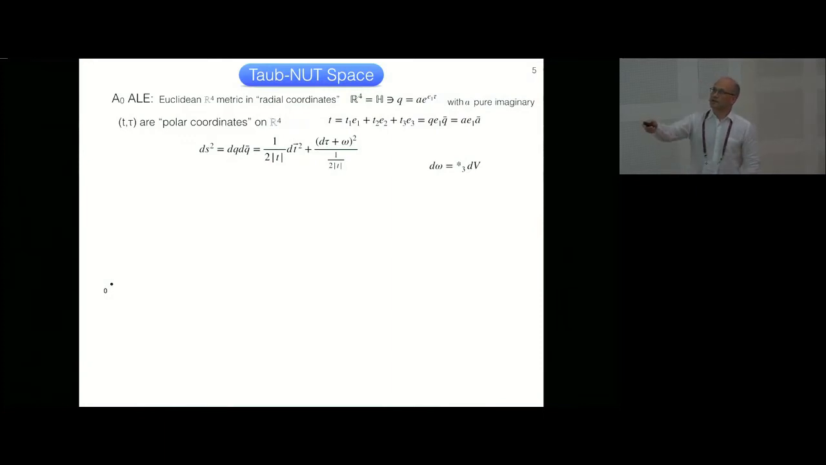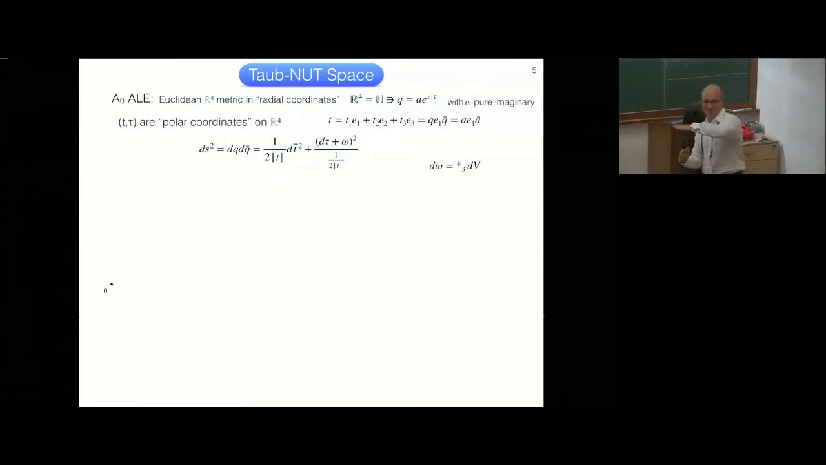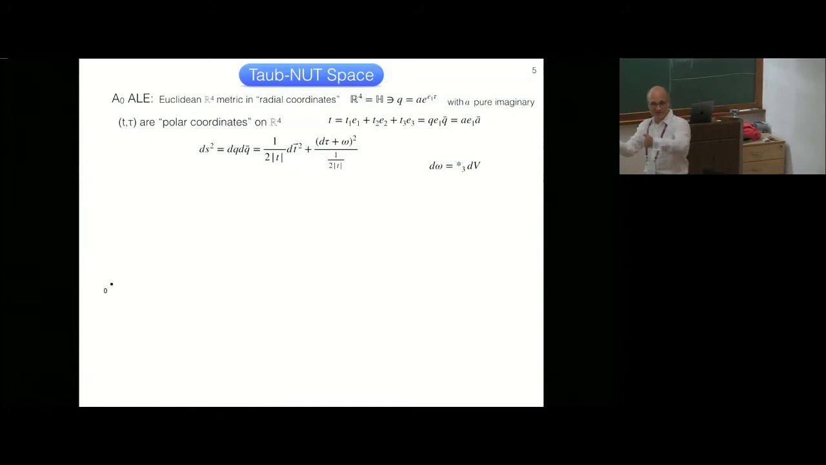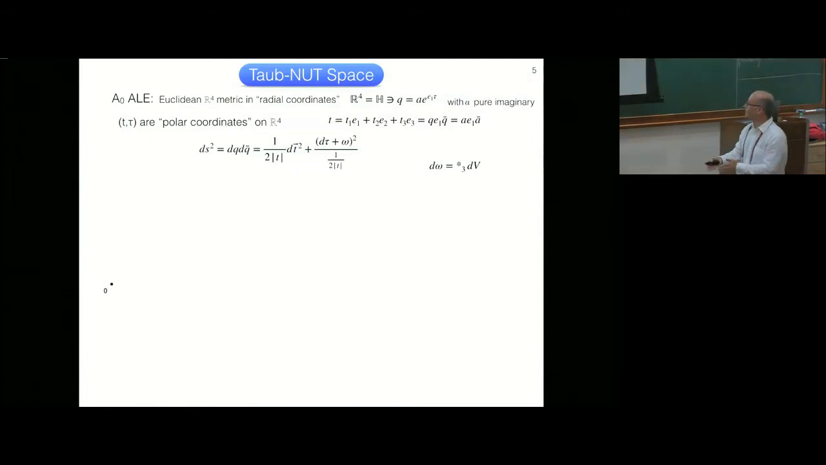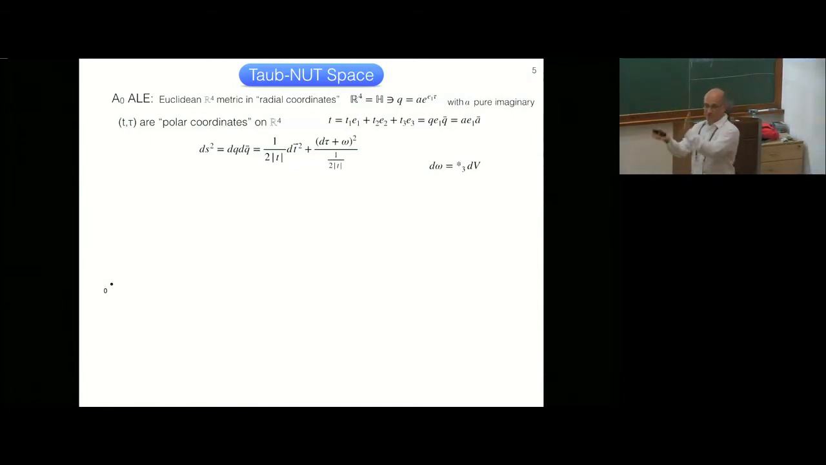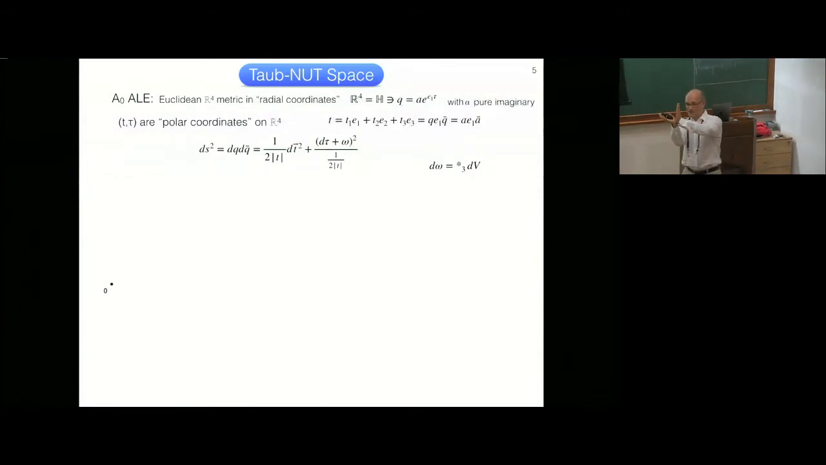So if you like, this tau is the angular coordinate of 4-dimensional space. Right? So on a plane, you can have radial coordinates and write the metric in these radial coordinates. Now, if you like, I can view R4 as 2 planes, and I can rotate them simultaneously in opposite directions, and this angle of rotation is tau.